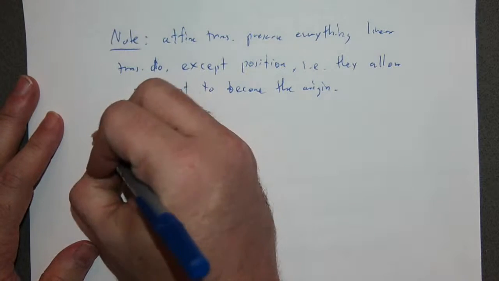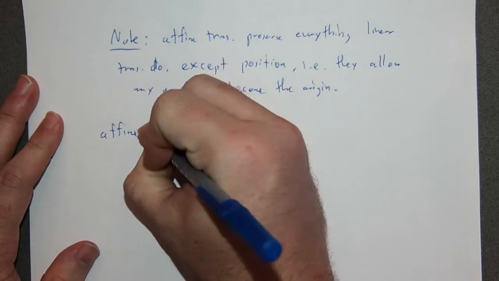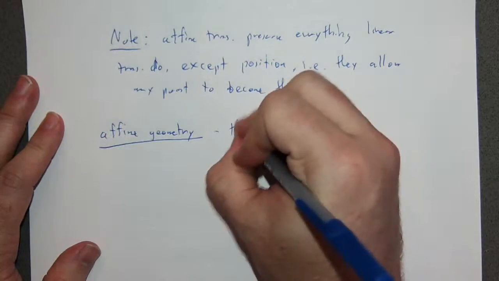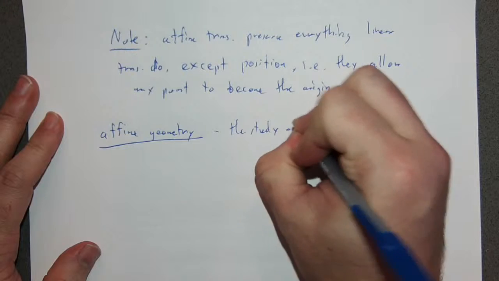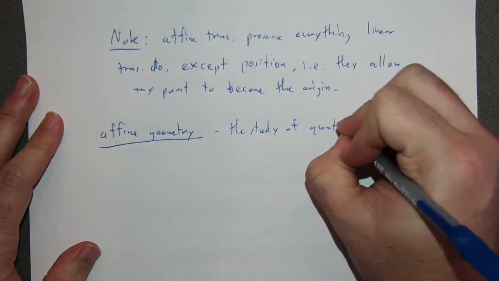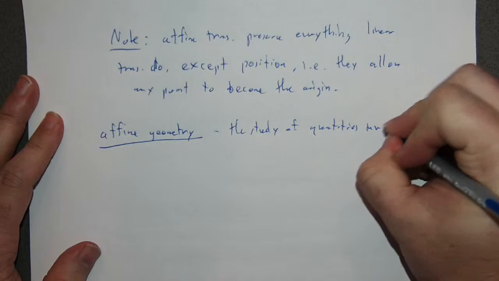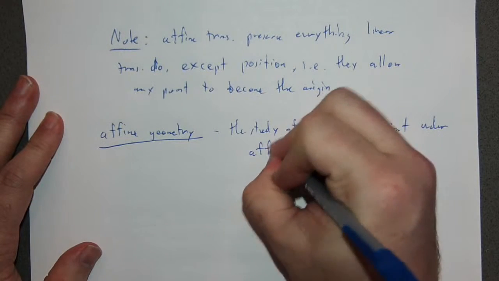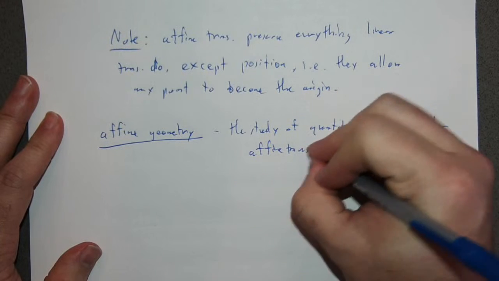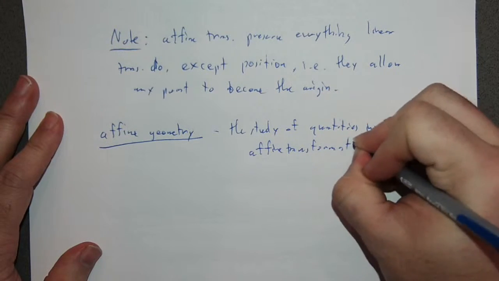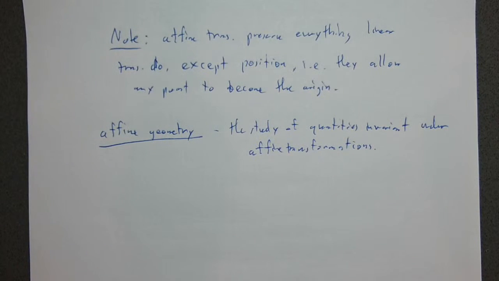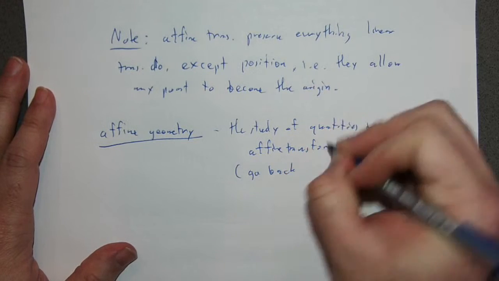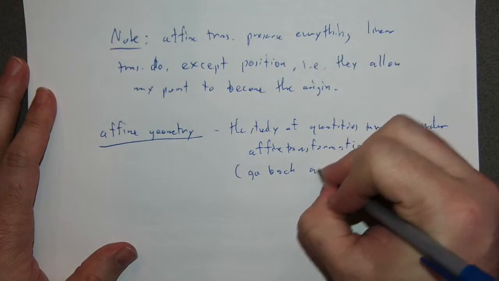So then, there is a notion of affine geometry. Affine geometry is the study of quantities invariant under affine transformations. What are quantities like this? Well, go back and look at the first few sections of chapter 4.